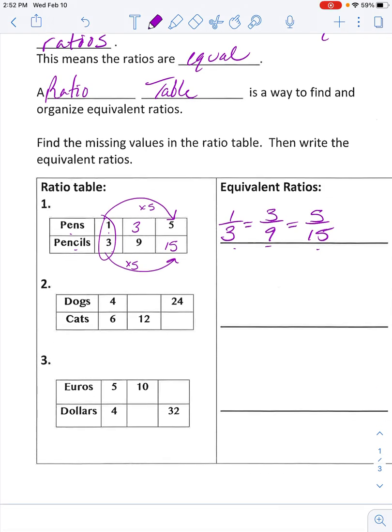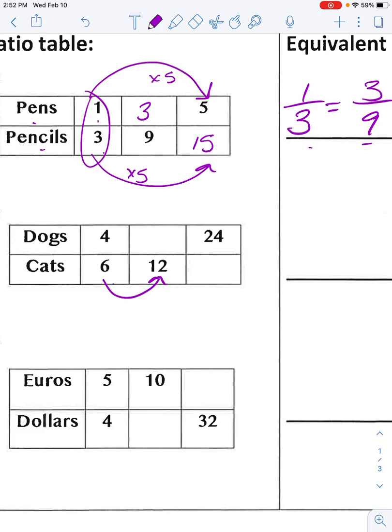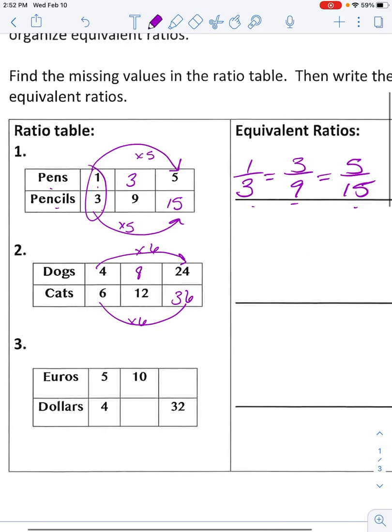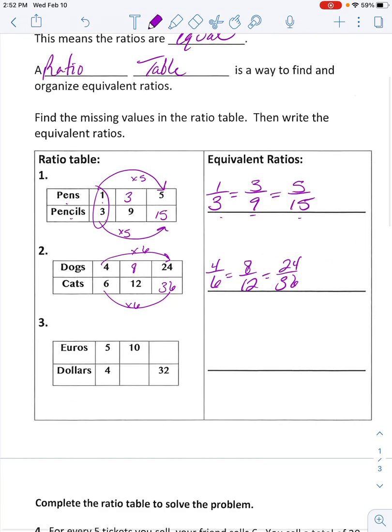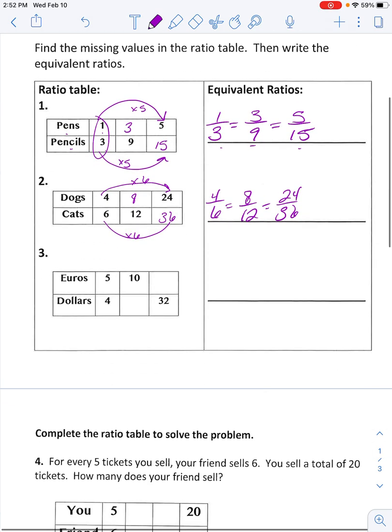Okay, let's look at dogs and cats. How do I get from 6 to 12? Multiply by 2. So multiply the top by 2 to get 8. Go back to the original ratio always, 4 cats to 6 dogs. How do I get from 4 to 24? Times 6. So multiply the cats by 6 to get 36. And then write the equivalent ratios. 4 to 6, 8/12, 24/36. Those would all simplify to 2/3.